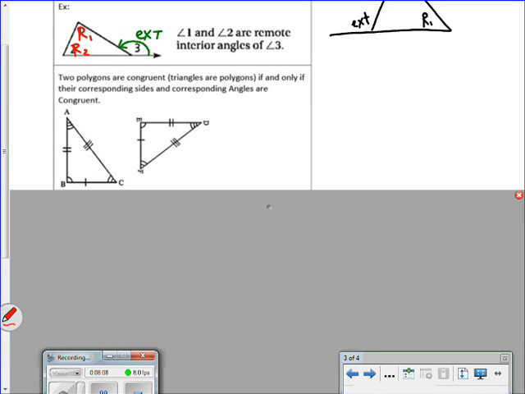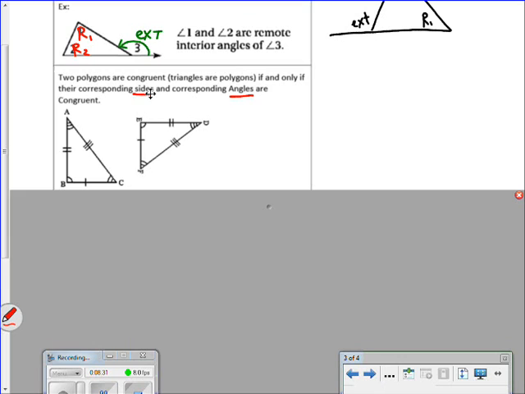Now this next thing is more of a concept than it is a vocabulary word, but it's an idea that I want to make sure that you understand as we move forward. Two polygons are congruent, and of course triangles are polygons, if and only if their corresponding sides and corresponding angles are congruent, okay? All right, so just check to make sure you have sides and angles there. Your printout might have the word sides in both places. Just fix that right now if you do.